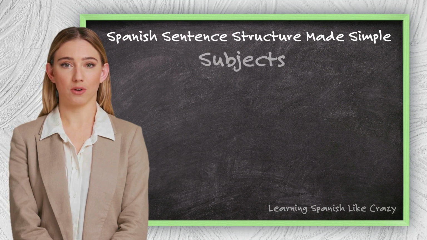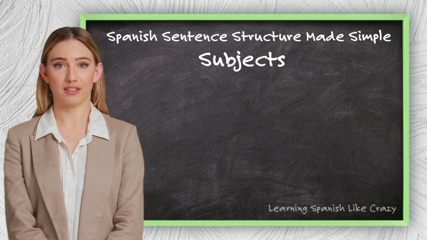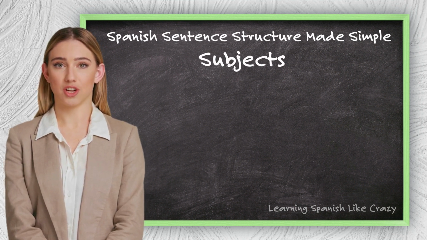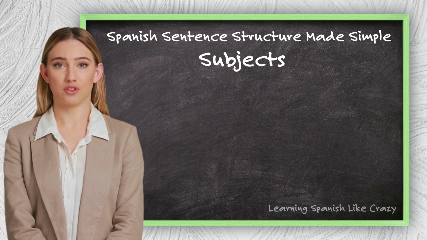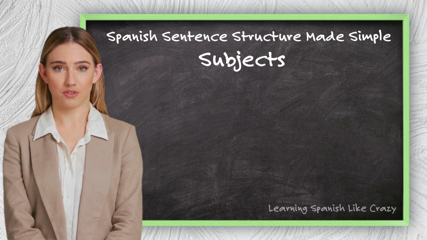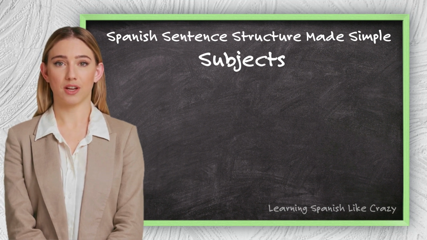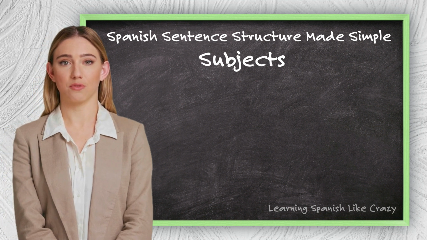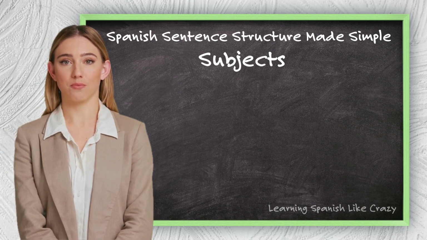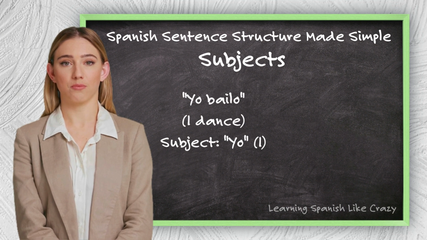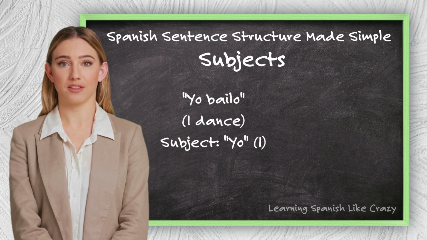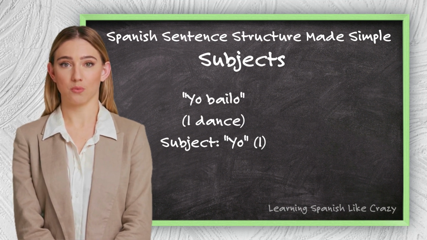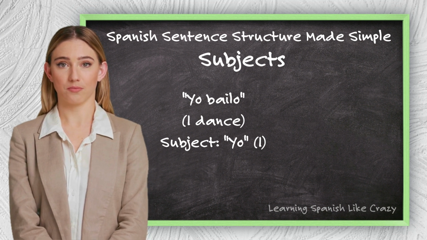First, let's talk about subjects. In Spanish, the subject is crucial as it indicates who is performing the action. It can be a person, a thing, or even an idea. Subjects in Spanish typically come before the verb, just like in English. For instance, Yo bailo. Yo is the subject here, meaning I, and it precedes the verb, dance.